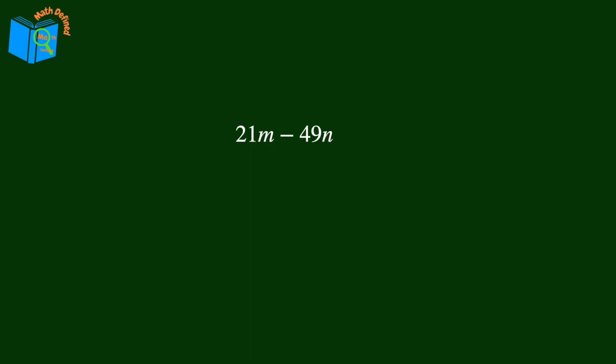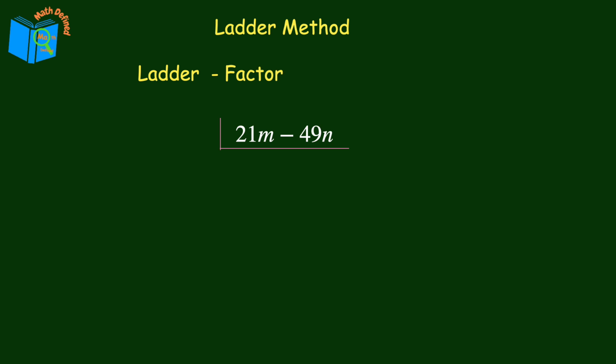Let's factor this same expression again using a different method called the ladder method. First, I'll place the expression into this ladder, which looks like an upside-down long division sign. Now I'm ready to start factoring. Looking at the coefficients 21 and negative 49, I see that they share a common factor of 7. So I place this 7 on the outside of the ladder.